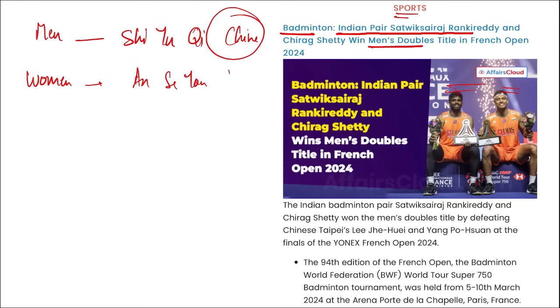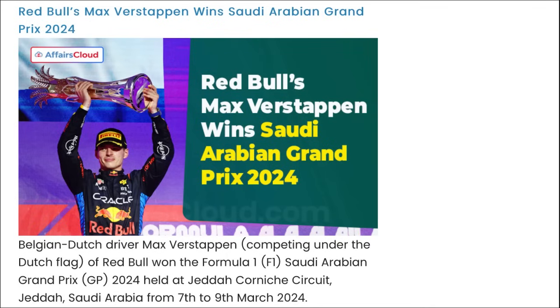N.C. Young. She's of South Korea. Right? Take a note of this. Next is Red Bull's Max Verstappen has won Saudi Arabian Grand Prix 2024. Who won the Saudi Arabian Grand Prix? Won by Max Verstappen. Who won Bahrain Grand Prix? It was also won by Max Verstappen.